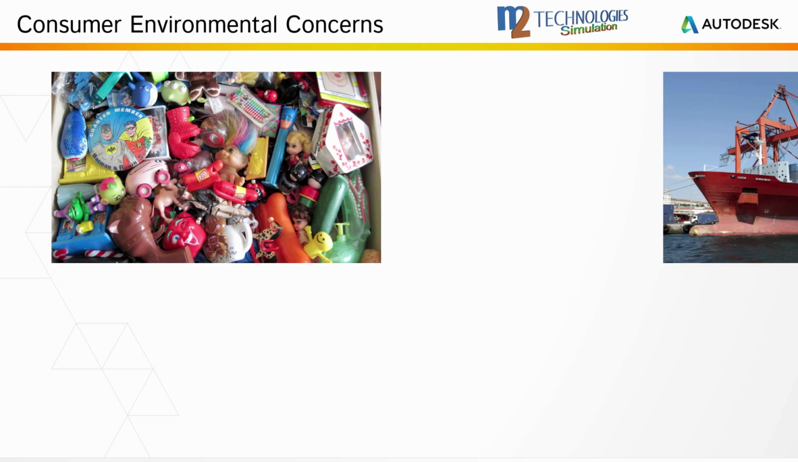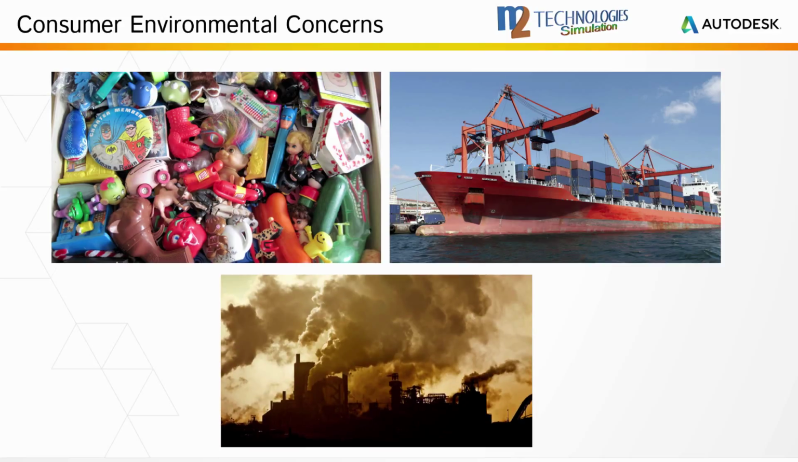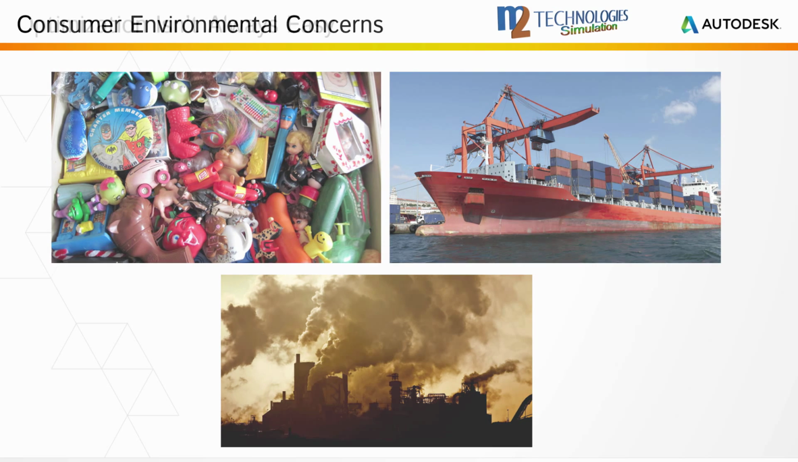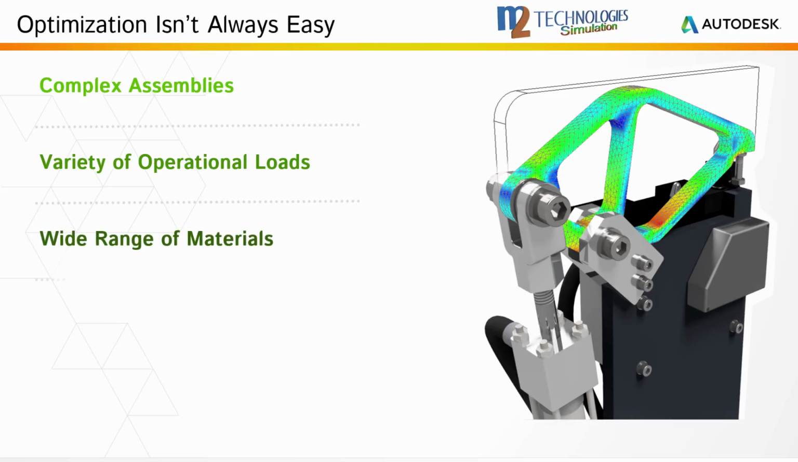Customers today are more conscious than ever of the impact products have on the environment. What a part is made of, how much waste it produces, and how much energy is consumed in its life cycle are all factors in a consumer's purchasing decisions. Once you decide that it's time to optimize, factors like the various operating loads and the vast amount of materials to choose from have to be considered for new designs.